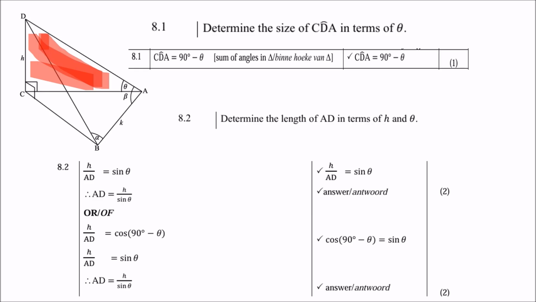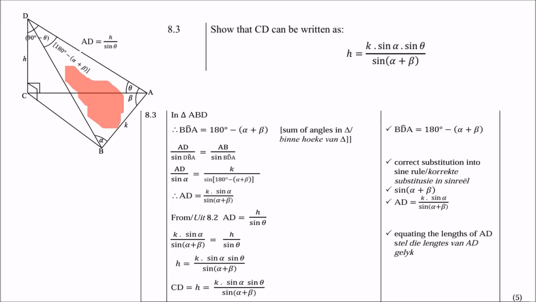Question 8.3. Show that CD, have a look, where is CD? Prove that CD, which is H, can be written as K times sine alpha times sine theta over the sine of alpha plus beta. Now look in triangle ABD, the one I've colored in red. Now in that triangle, angle BDA is then 180 minus (alpha plus beta). Remember, the two bottom angles are alpha and beta. Sum of the angles of a triangle.